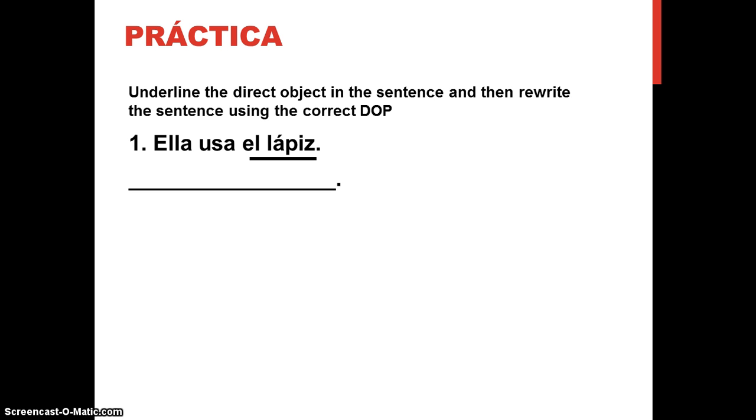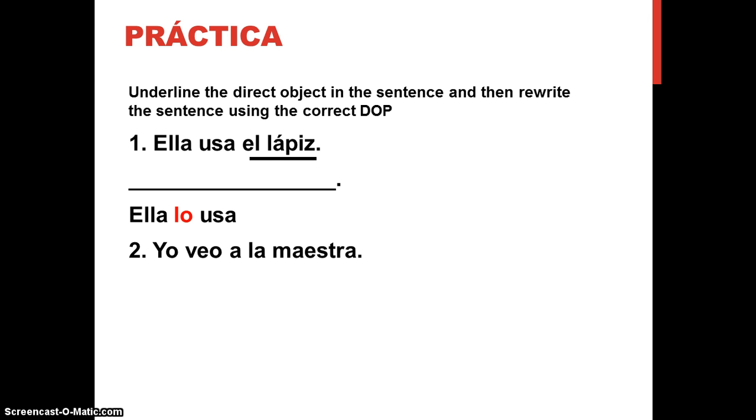Now the next step is to rewrite the sentence using the correct direct object pronoun. So I want you to write in Spanish, she uses it. You should have written ella lo usa. Notice I selected lo because our pencil is masculine, el lápiz.